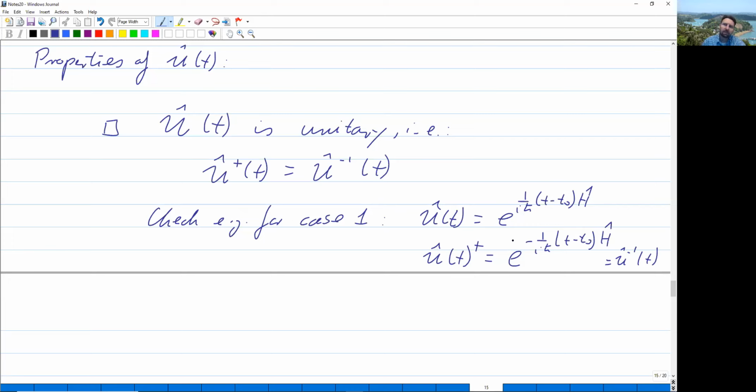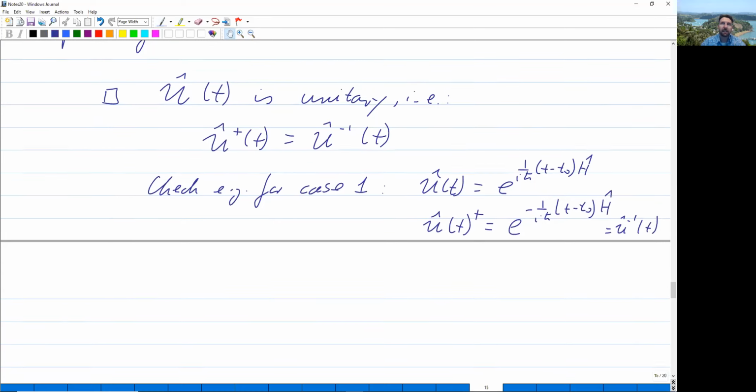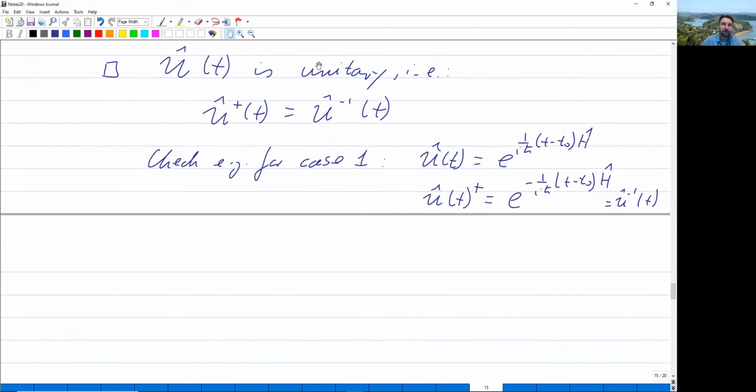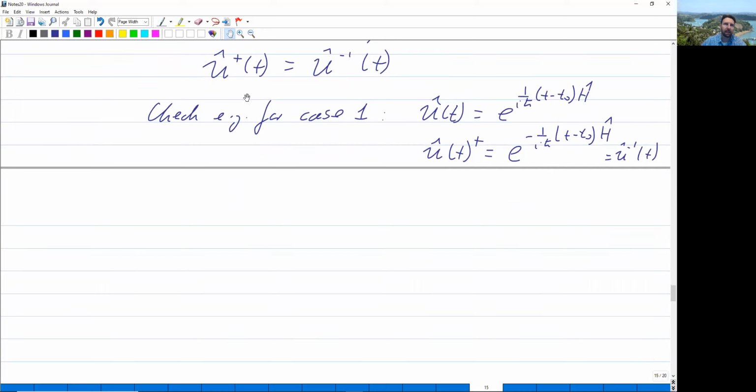So because h can be diagonalized, u can be diagonalized. And therefore, by the same reason that e to the power of minus an exponential is the inverse of that exponential, we still have that this is the case here. Okay, so we have that the time evolution operator is unitary. This can also be shown for case 2, when we have the time ordering operator involved. It's still true, it's just a bit more complicated to see.